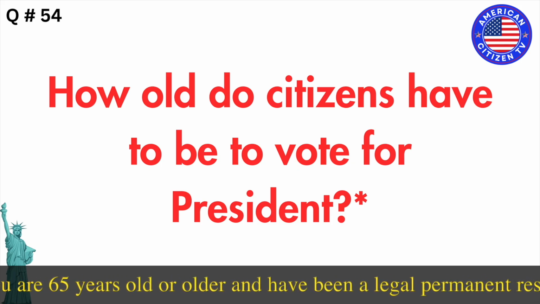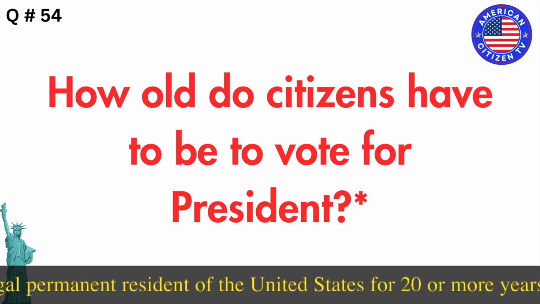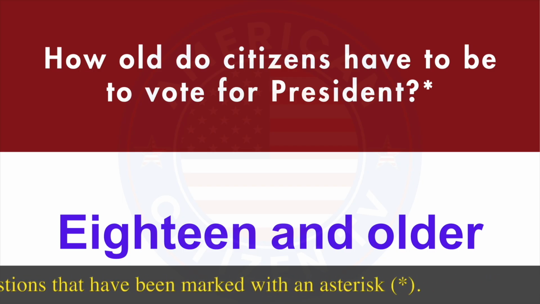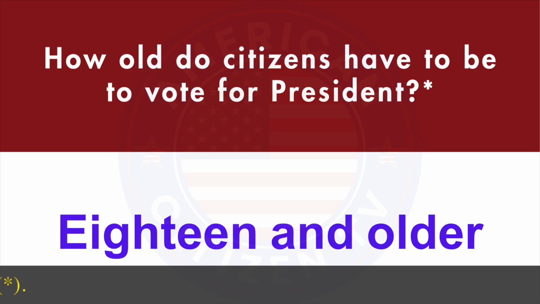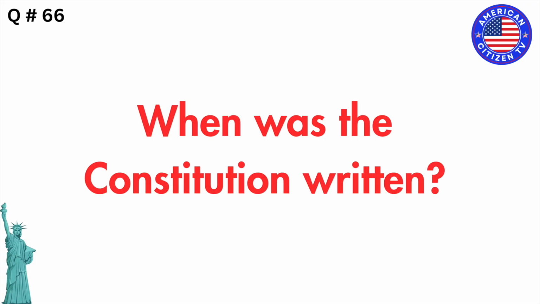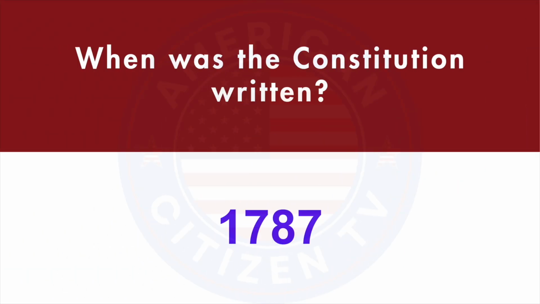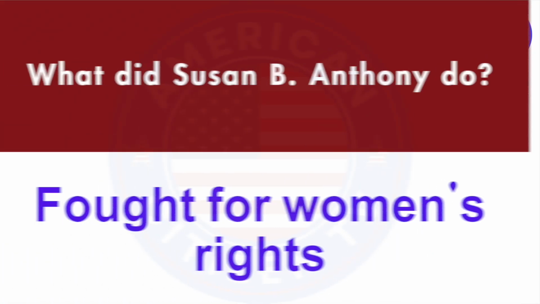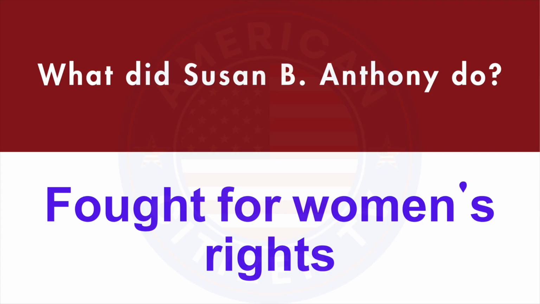How old do citizens have to be to vote for president? 18 and older. When was the Constitution written? 1787. What did Susan B. Anthony do? Fought for women's rights.